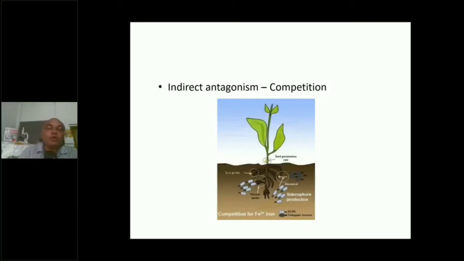When we put more amount of biocontrol agent in the rhizosphere area, there are plant pathogens as well as biocontrol agent. If you put more biocontrol agent, there will be competition and the plant pathogenic fungi will not survive.